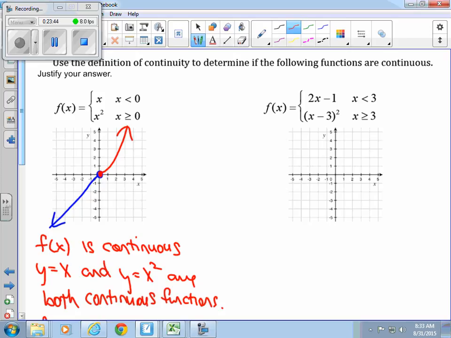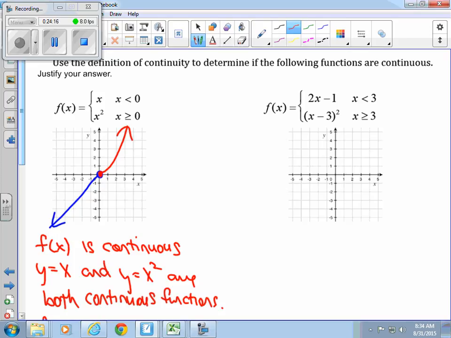I'm going to go a little faster through this one and show you that you won't always have to graph. I will graph it after I decide if it's continuous or not. Would you agree that x minus 3 squared is a continuous function? It's a parabola moved right 3. Would you agree that 2x minus 1 is a continuous function? So, if I want to know if this is continuous or not, where am I going to look? At 3. Why at 3?